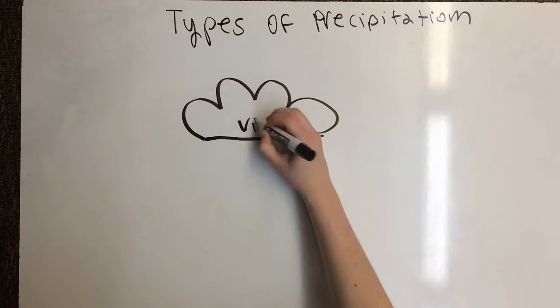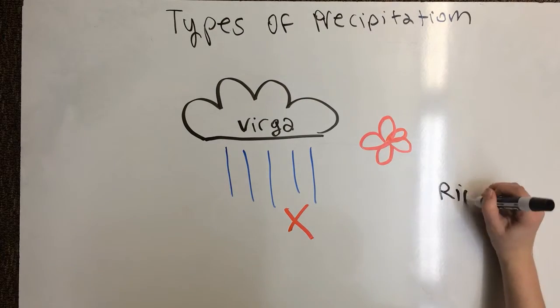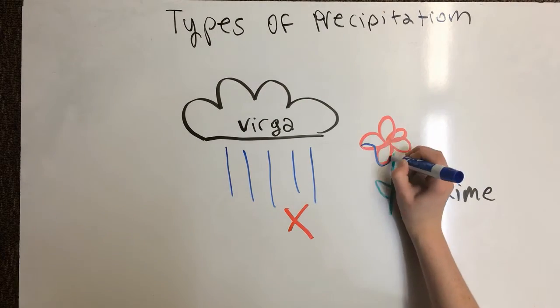There is also virga, which is rain that appears to fall from clouds but never actually hits the ground, and rime, which is when fog freezes on the surface of objects.